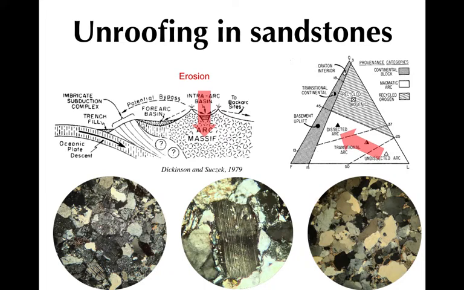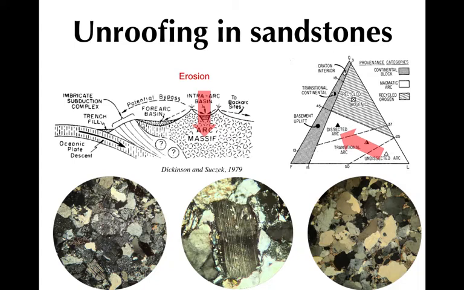Okay, so with those diagrams and with careful counting of sandstones and sand grains underneath the microscope, you can figure out what type of provenance your sand came from, whether it maybe came from a recycled orogenic provenance, a basement uplift, a craton interior, or a volcanic arc. It turns out that unroofing sequences can be recorded in the composition of sandstones too.